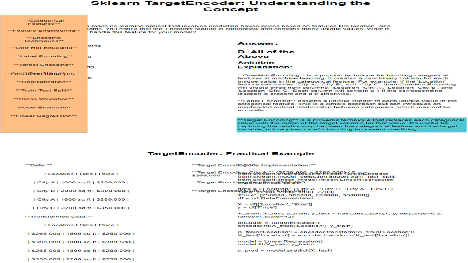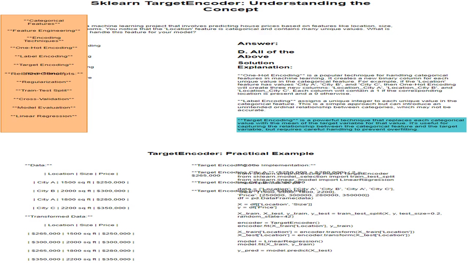Target encoding replaces each categorical value with the mean of the target variable for that value. This method directly captures the relationship between the categorical feature and the target variable, making it useful for predictive models. Target encoding is an effective approach for handling categorical features with a large number of unique values. It provides a more informative representation of the categorical data than one-hot encoding or label encoding. It is especially useful when the categorical feature has a strong relationship with the target variable.